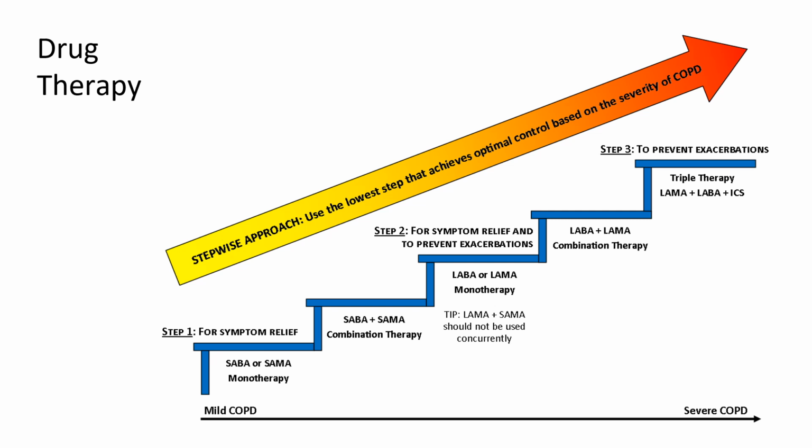Another step up, you can use a LABA and a LAMA together in combination therapy. And then lastly, to prevent exacerbations, you can do a triple therapy, which is a LAMA, a LABA, and an ICS. ICS stands for inhaled corticosteroids, right? Those inhaled corticosteroids, excuse me. And we'll get more into these medications in the next slide.